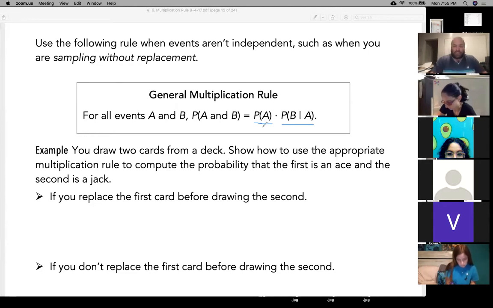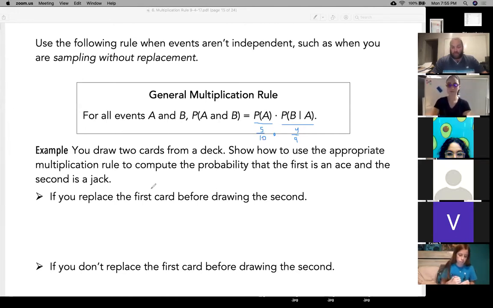We just used this formula in the previous example. We had 5 out of 10 for the first ball being red, right? And then given that the first ball was red, we ended up having 4 out of 9 for the second one. We were taking into account the given of the first to compute the second.